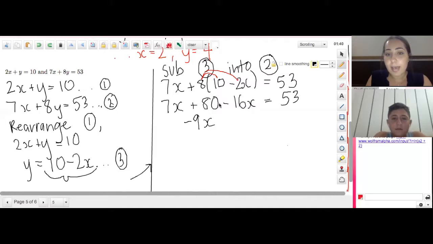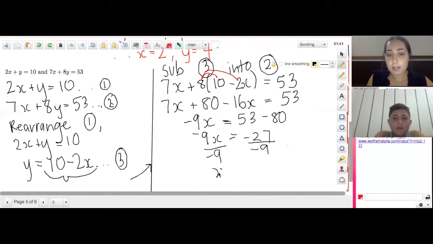And we're going to move this 80 over to the other side. So we have 53 minus 80, and we're going to collect these like terms again. And 53 minus 80 is negative 27. And to make x the subject, we divide both sides by negative 9. So what we're left with is x equals 3.